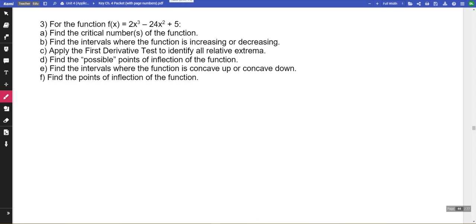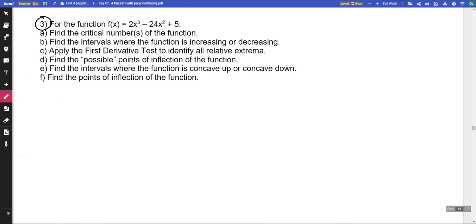Okay, let us continue with our review for our minor summative assessment covering determining if a function is increasing or decreasing, whether it has relative extrema using the first derivative test, as well as the possible points of inflection, where those points of inflection occur, and concavity. Okay, as well as linear approximations. So quite a bit of things for this particular problem, number 3 here.